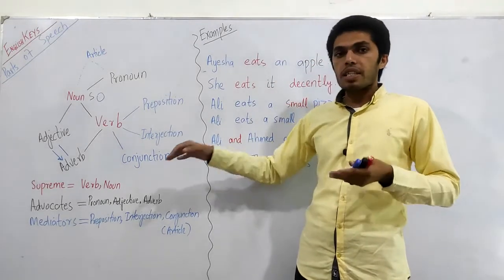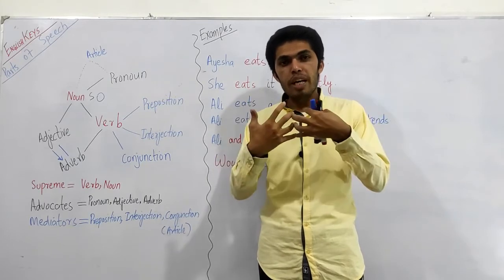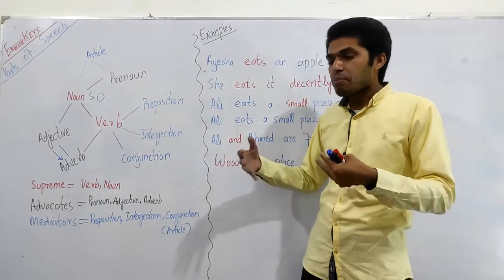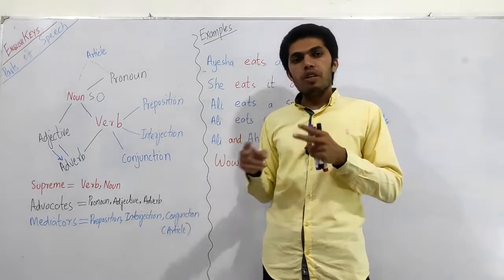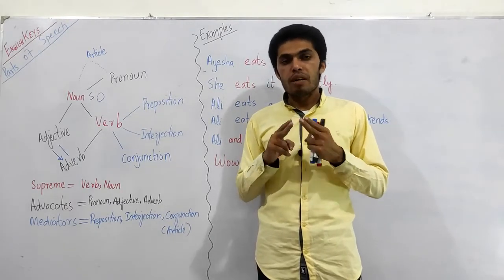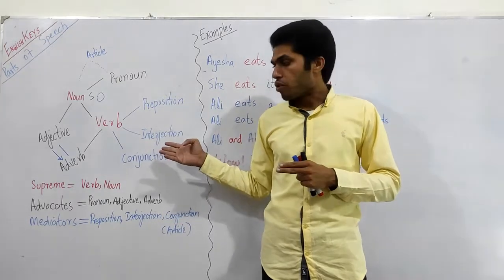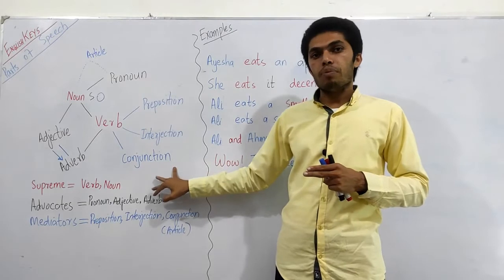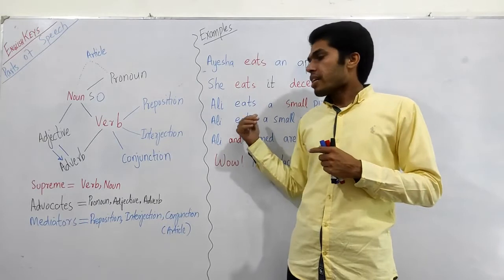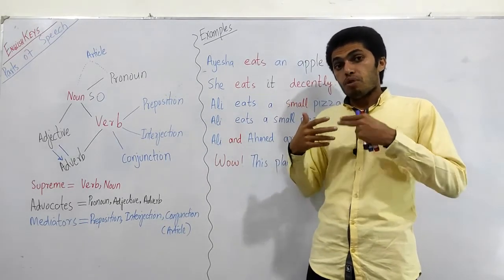Then we have conjunctions. Conjunction means to conjunct, to connect two things, to assimilate two things, to combine two things. So conjunctions are those words that are mediating. They can mediate between two nouns, two verbs, two clauses, two sentences, two phrases, one clause and one sentence, one phrase and one clause, and so on and so forth. Now this is the general understanding of the parts of speech. Now we will move to the examples, and while looking at the examples, I will recap these parts of speech, and you will be able to understand them in a better way.